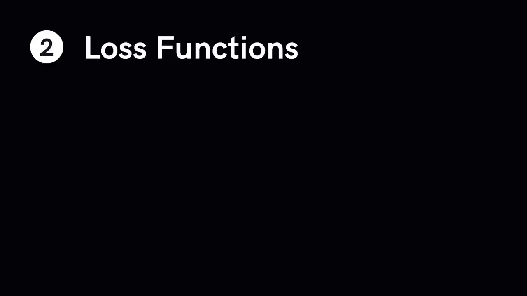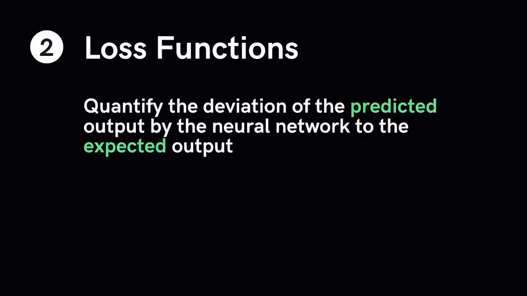We've discussed previously in the learning process of neural networks that we start off with random weights and biases. The neural network makes a prediction. This prediction is compared against the expected output, and the weights and biases are adjusted accordingly. Well, loss functions are the reason that we're able to calculate that difference. Really simply, a loss function is a way to quantify the deviation of the predicted output by the neural network to the expected output. It's as simple as that, nothing more, nothing less.